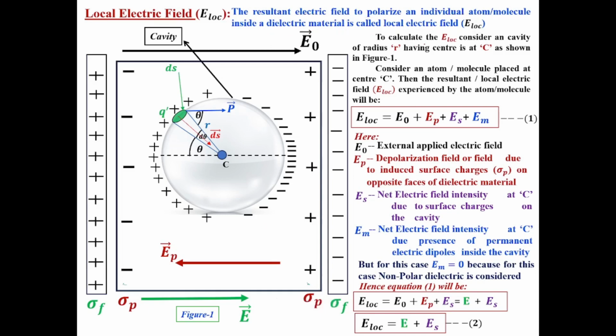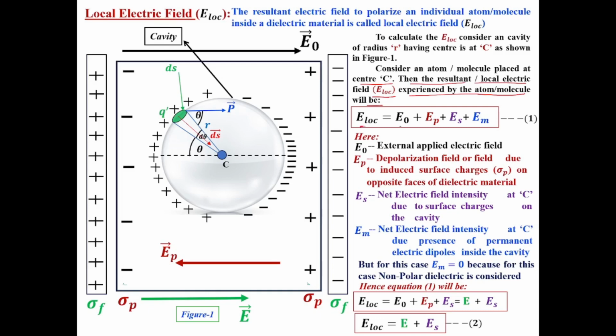Okay. To calculate E local, consider a cavity of radius r. So this is the radius r, having the center at C, as shown in figure 1. This is your figure 1, right? Now consider an atom or molecule placed at center C of the cavity. Then the resultant or local electric field, that is your E local, experienced by the atom or molecule will be how much?